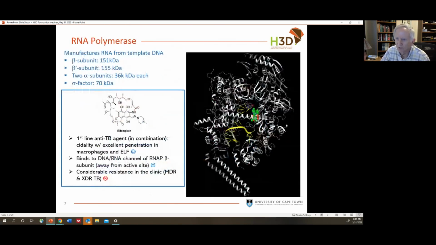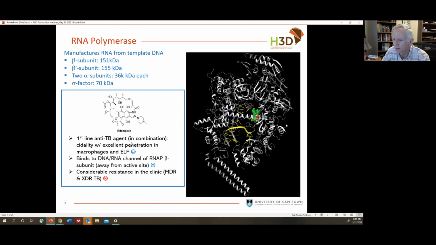I'm going to go into 3 vignettes of work that's been done at H3D, the first one being RNA polymerase. RNA polymerase is responsible for manufacturing RNA from template DNA. It's a relatively large protein. There are 2 large subunits, one 151 kilodalton, the other 155, some smaller subunits, and a sigma factor is required for activity. This is a target of rifampicin, which I showed you previously.